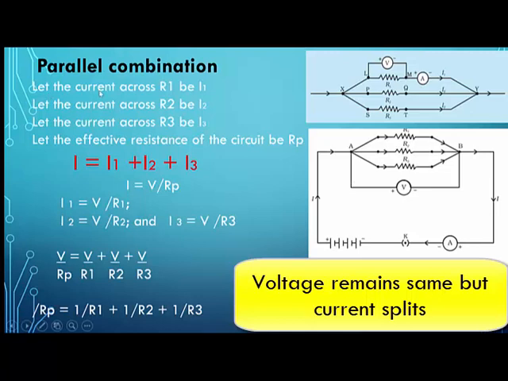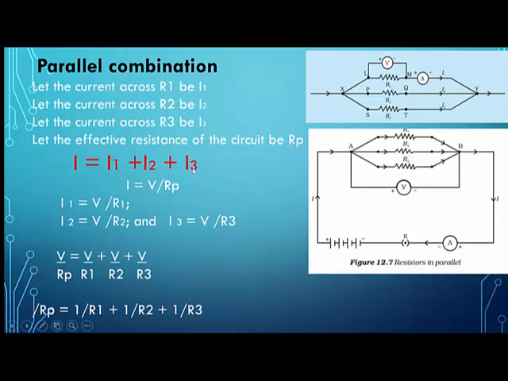Let the current across R1 be I1. Let the current through R2 be I2, and let the current through R3 be I3. Total current in the circuit should be equal to I1 plus I2 plus I3. Total V upon Rp. What is Rp? Total resistance of the circuit. So look at this. Even if you don't look at these two lines, you can directly come from here to here. What is I? I is equal to V upon R.